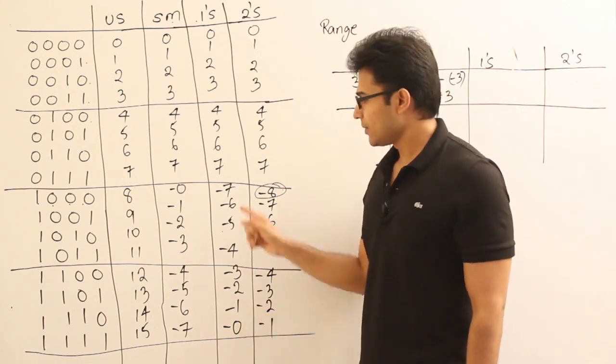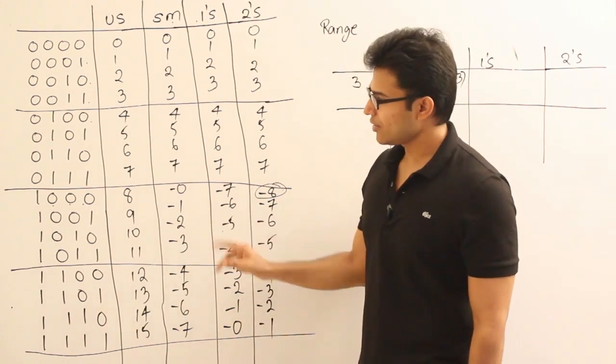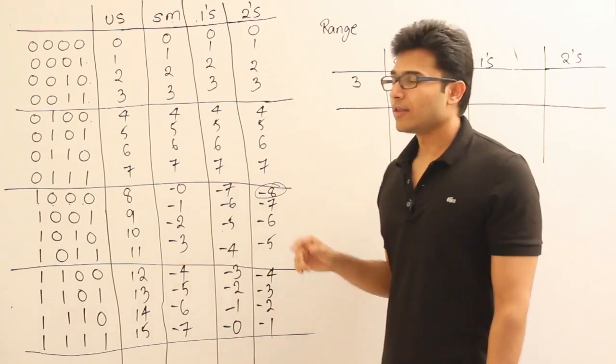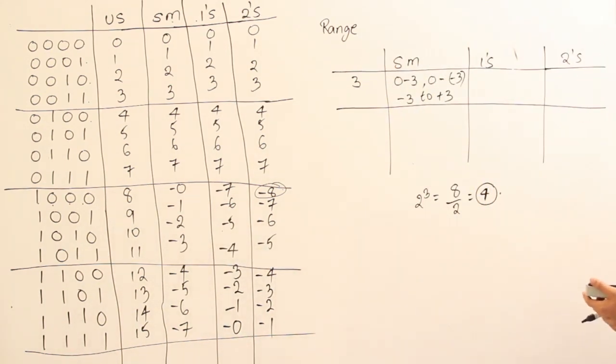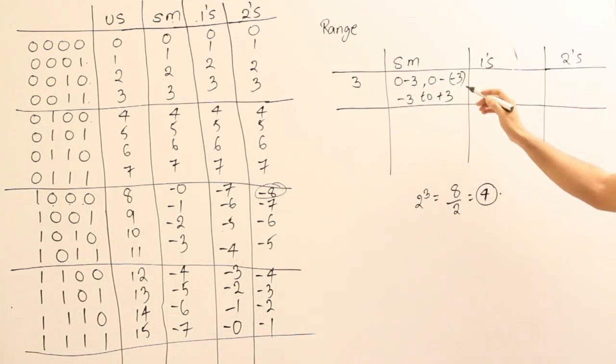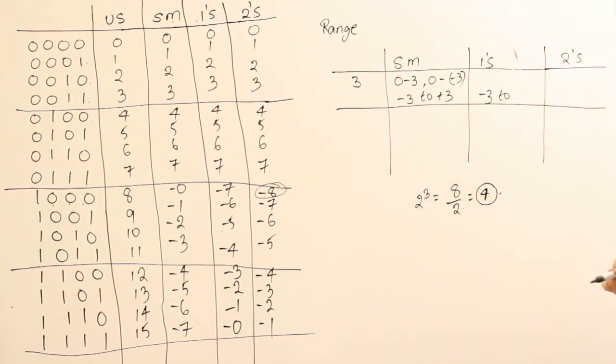Isn't it? Minus 7 to 0. Just the order is different, but the numbers are same. Therefore the range is same even in the ones complement also. So if it is for 3 bits, then the range will be from minus 3 to plus 3, right? And what about 2's complement?